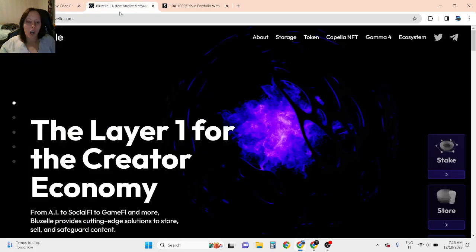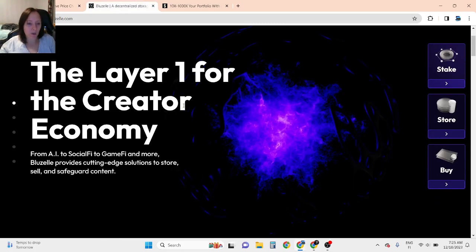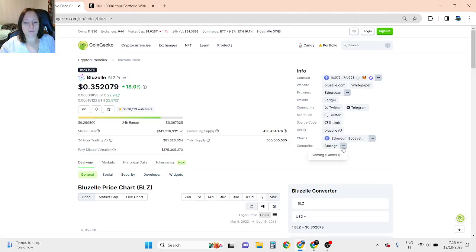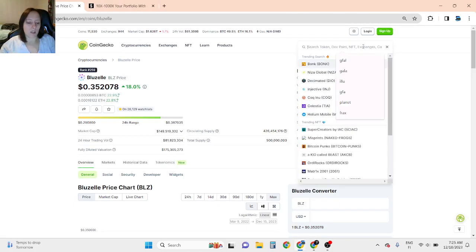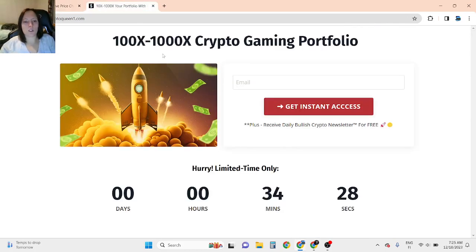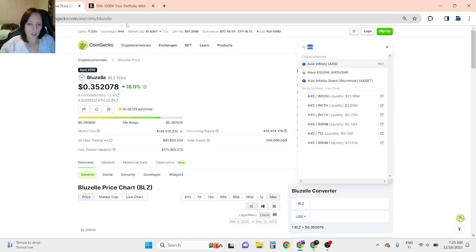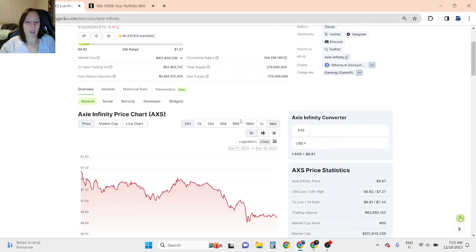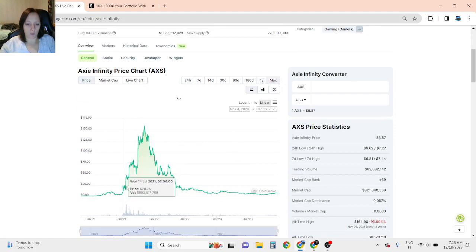momentum. However, even though this is a layer one, kind of base layer project, and this is from AI to SocialFi to GameFi and more, I believe this is too high risk, okay? Because I'm looking to invest in 100x to 1000x crypto picks and gems, creating 100x to 1000x opportunity. I'm looking for similar gains that Axie Infinity made in 2021, so 300x.